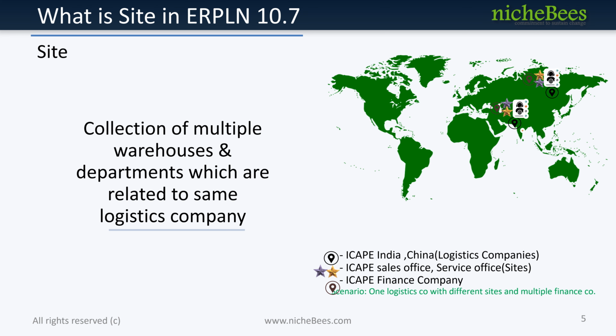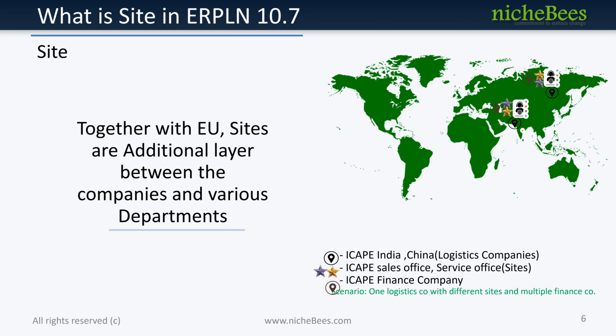A site is a collection of multiple warehouses and departments which are under the same logistic company. It means that each site will have its own set of departments such as purchase office, sales and service offices, and warehouses, unlike previous versions of LN where departments were available at company level only. It is an additional layer between the companies and various departments. What is the meaning of additional layer here between companies and various departments?